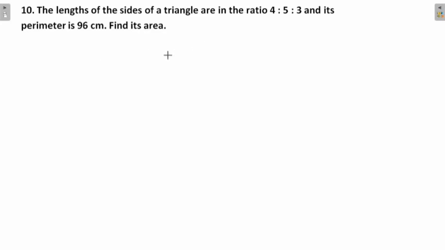Let's have the last question. Here what is given is that the lengths of the sides of a triangle are in the ratio 4:5:3. So the 3 sides, represented as A, B and C, are in the ratio 4:5:3. In this case, we'll take A equals 4x, B equals 5x and C equals 3x. Simple, right?